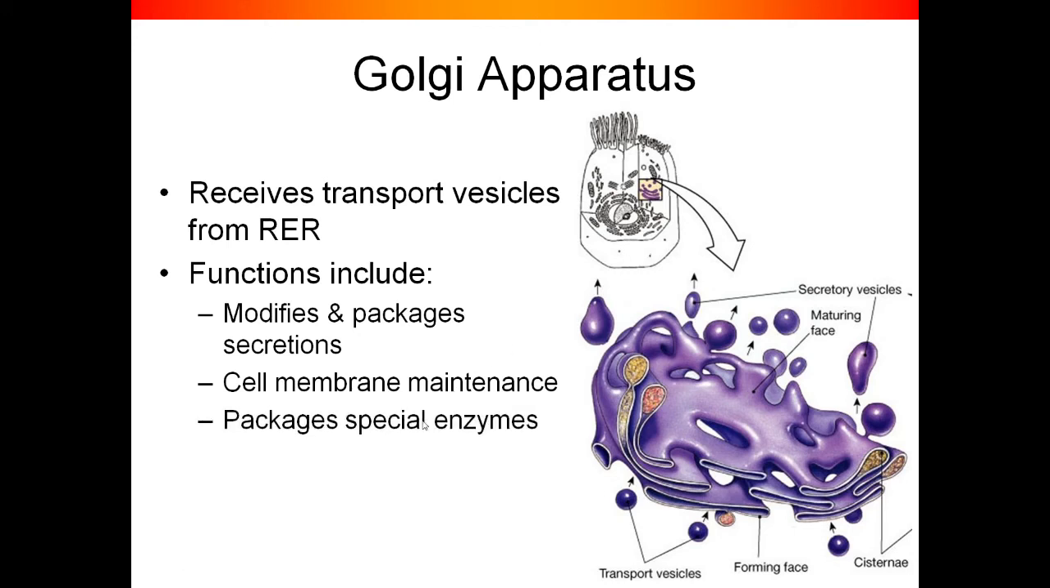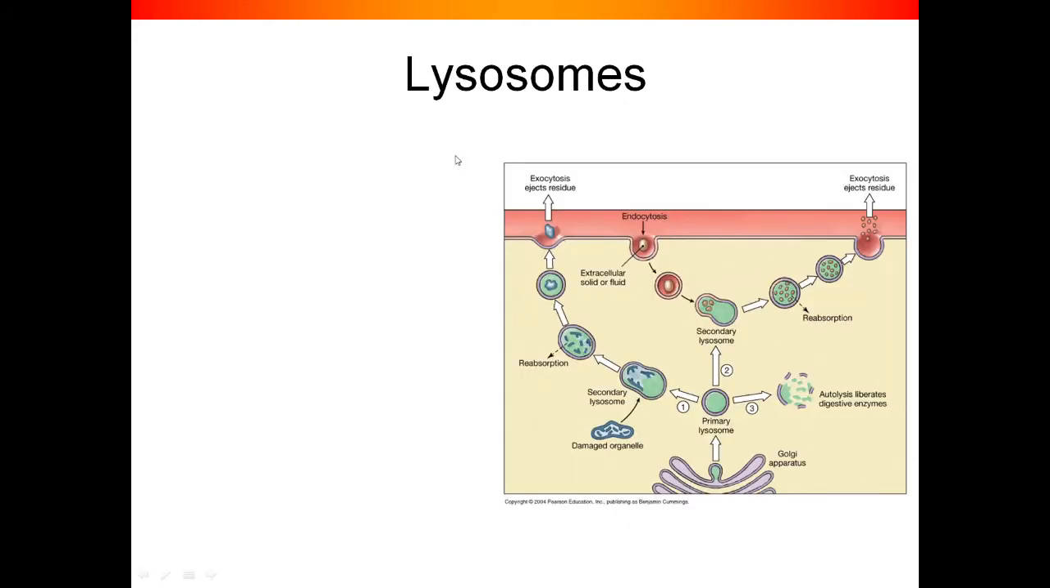Okay. Another function of the Golgi apparatus is to create lysosomes. And lysosomes are going to essentially be packages of special enzymes. Here's a slide that deals with lysosomes. Here in this picture, you can see the Golgi apparatus looking like stacked dinner plates. And the Golgi apparatus on this maturing face is going to form a lysosome, right? This lysosome is going to have one of three fates, okay?